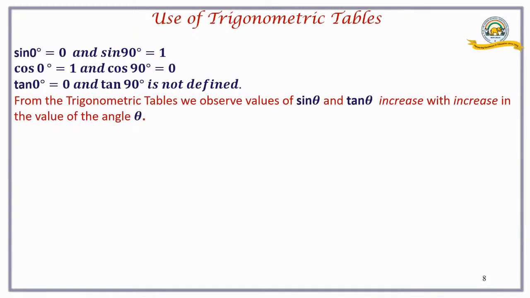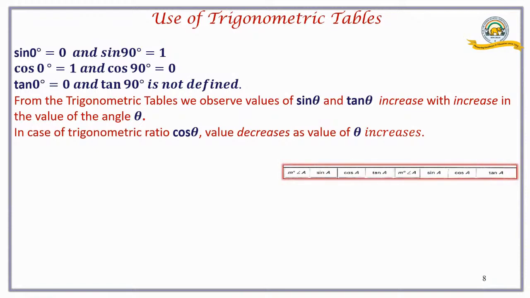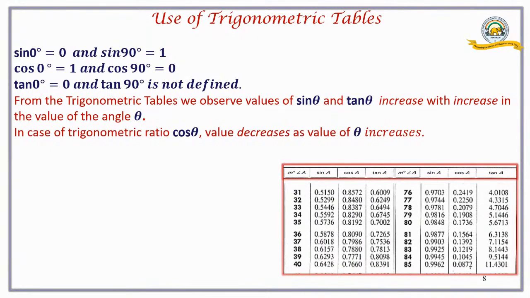Now, from the trigonometric tables, what do we observe? We see sine theta and tan theta, the value increases with the increase of the value of theta. And let us see what happens to the cos theta. Cos theta, we saw cos 0 is 1 and cos 90 is 0. So it is the reverse. It decreases as the value of theta increases. Now, let us have a look at our table. I've just taken a part of the table. I haven't taken the whole thing. So certain values are shown.